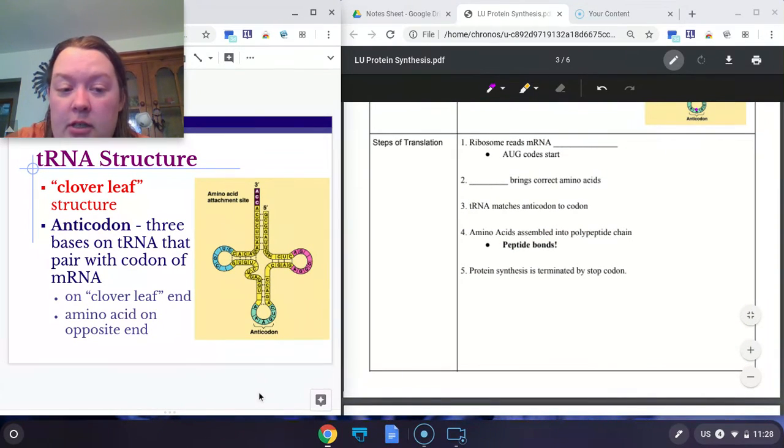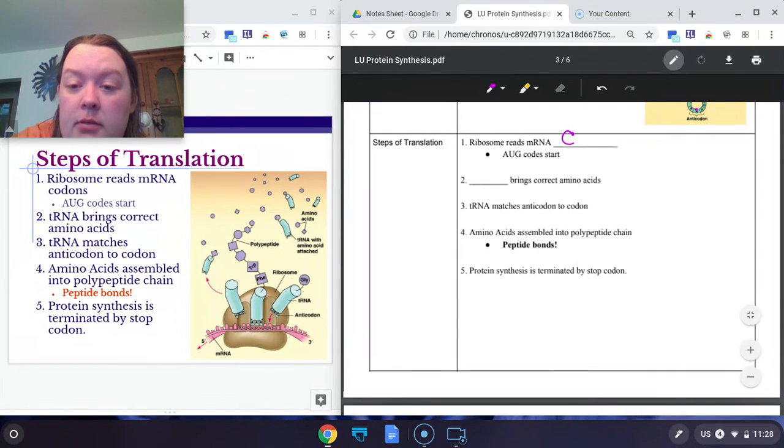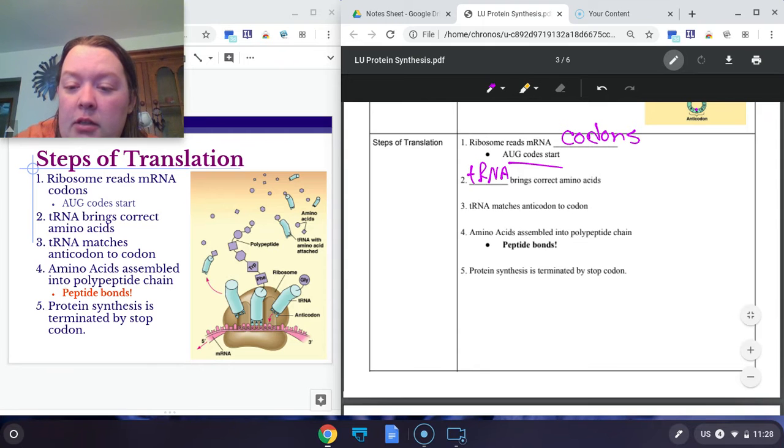So the steps of translation. The ribosome is going to read the mRNA codons. When it finds the start codon, it starts building the protein. tRNAs bring in amino acids. They know they're in the right spot when they match based on the anticodon. The amino acids are linked together to build a protein. And then when we hit the stop codon, the process stops.